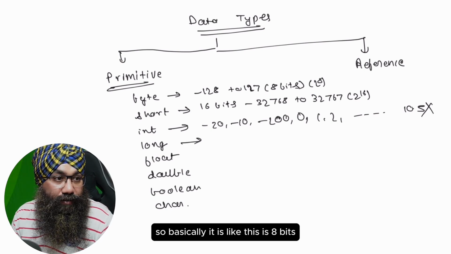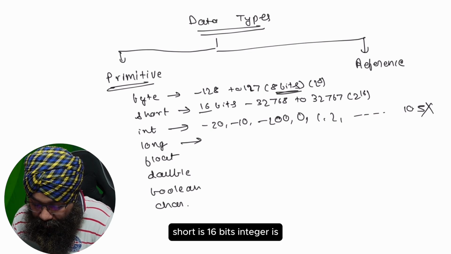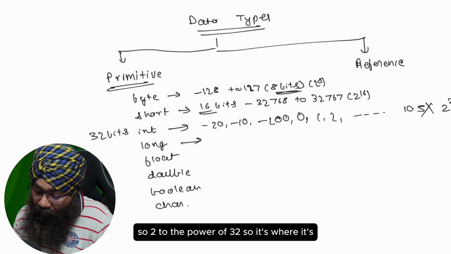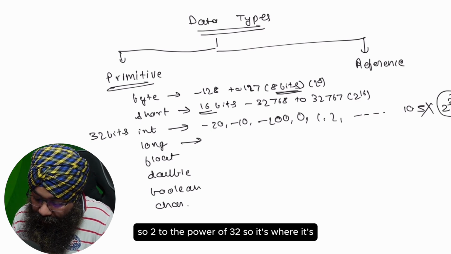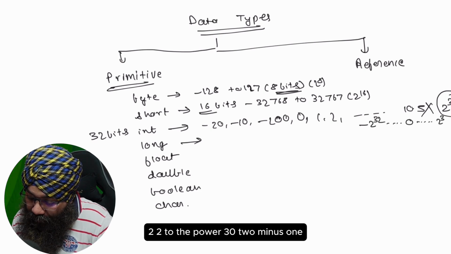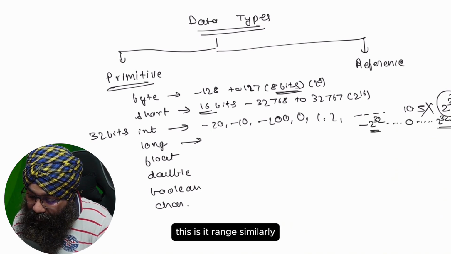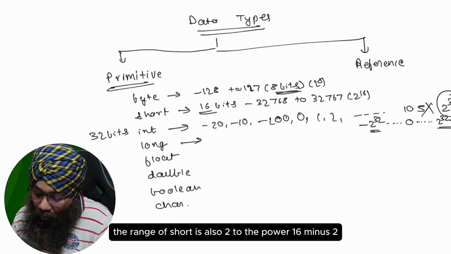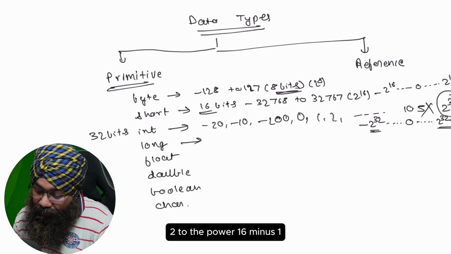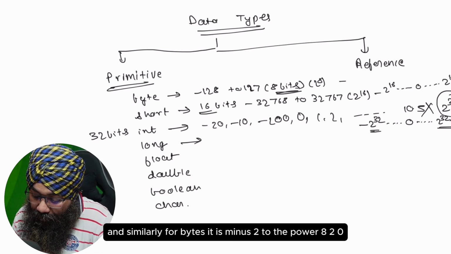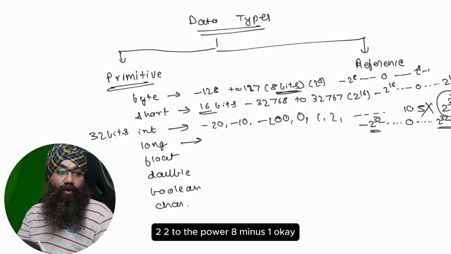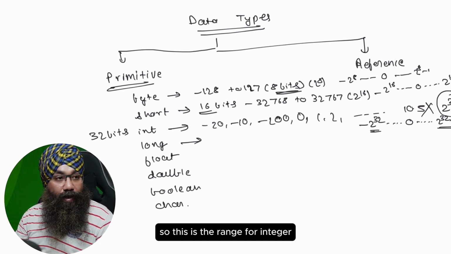So basically byte is 8 bits, short is 16 bits, integer is 32 bits. So 2 to the power of 32. Its range is minus 2 to the power 32 to 0 to 2 to the power 32 minus 1. Similarly, the range of short is 2 to the power 16 minus, 0 to 2 to the power 16 minus 1. And similarly for byte it is minus 2 to the power 8 to 0 to 2 to the power 8 minus 1. Okay, so this is the range for integer.